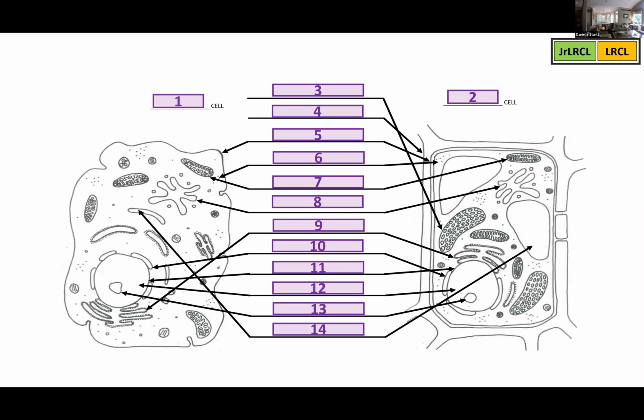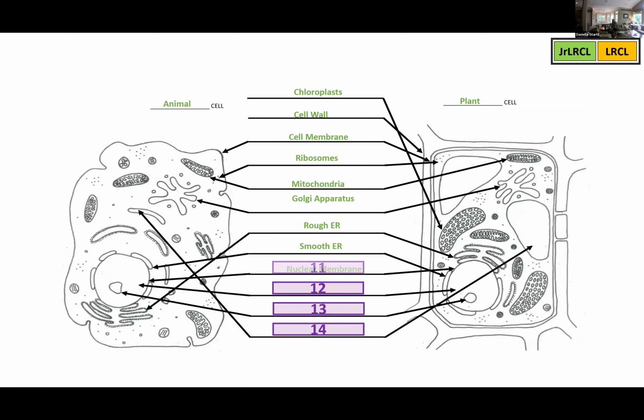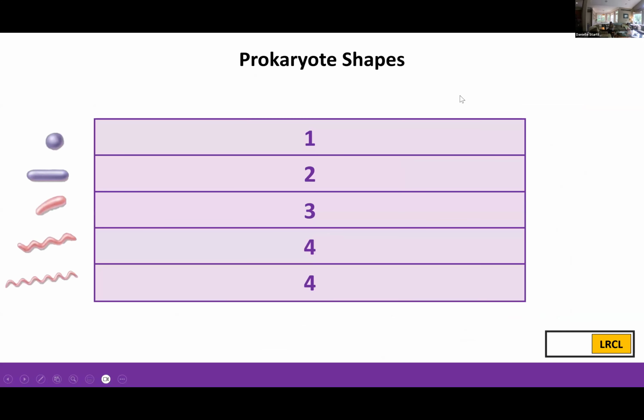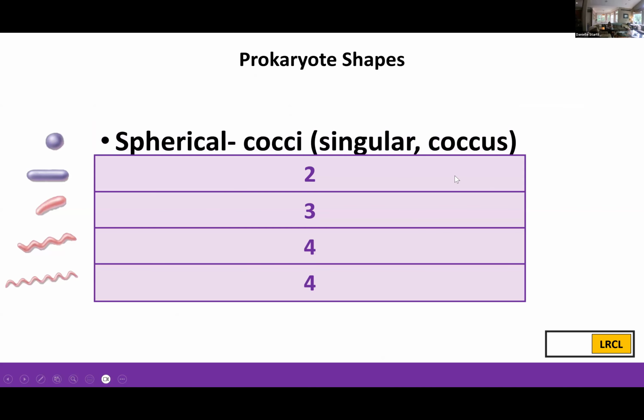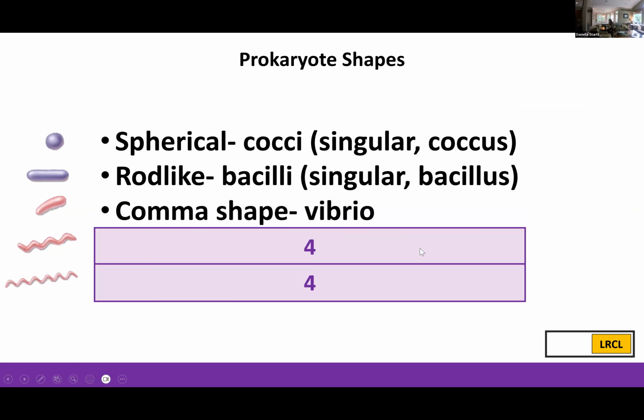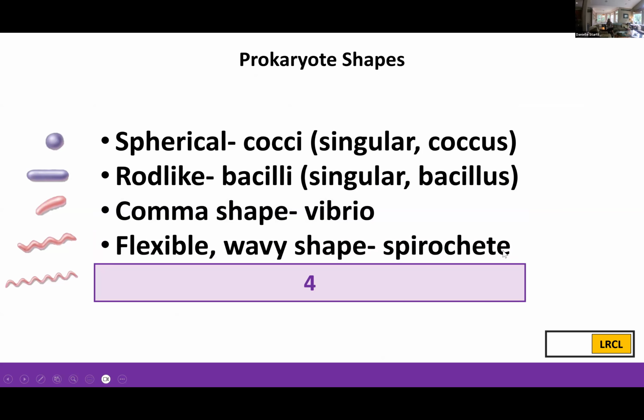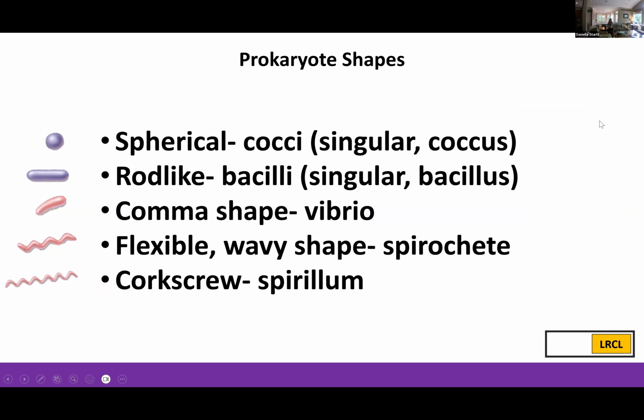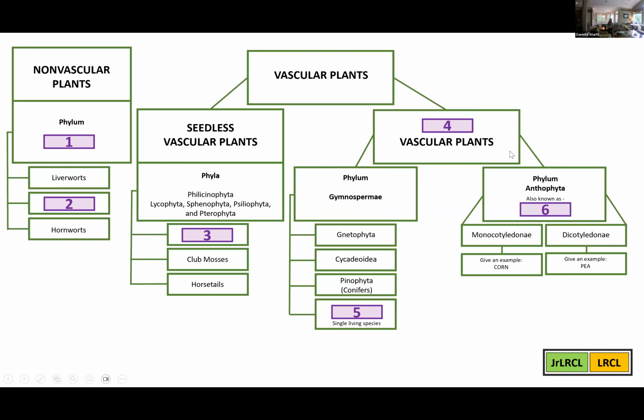All right, be sure you know how to label these. Okay, your little round ones, your spheres, are called cocci. The little ones that look like pills are called bacilli. Those are vibrio if it looks like a comma, spirochete if it's wavy, and corkscrews are spirillum. You don't really need to know those.